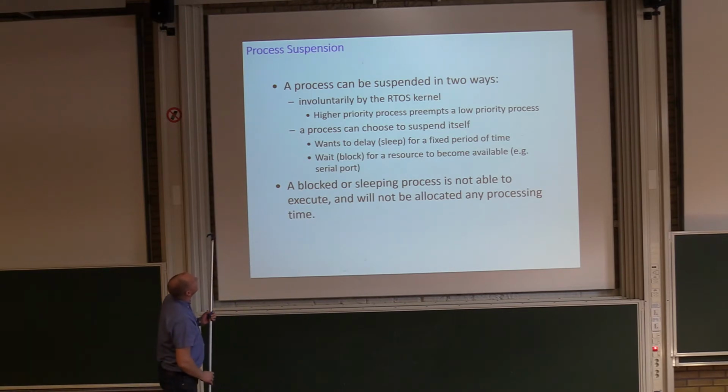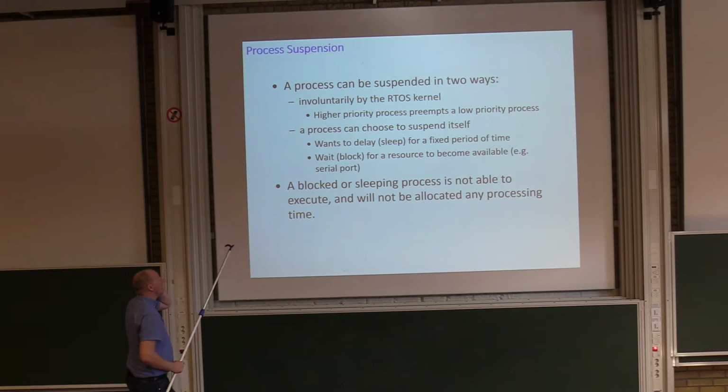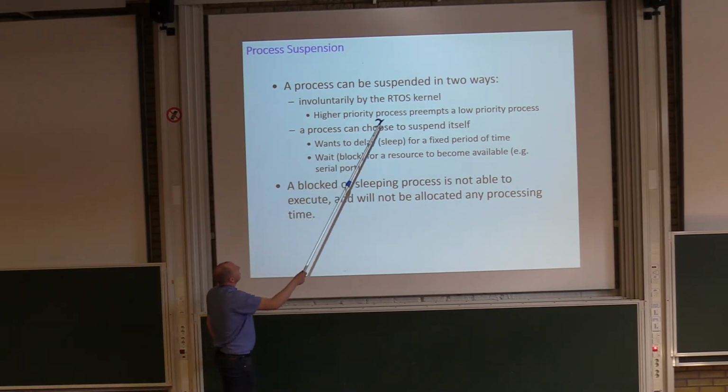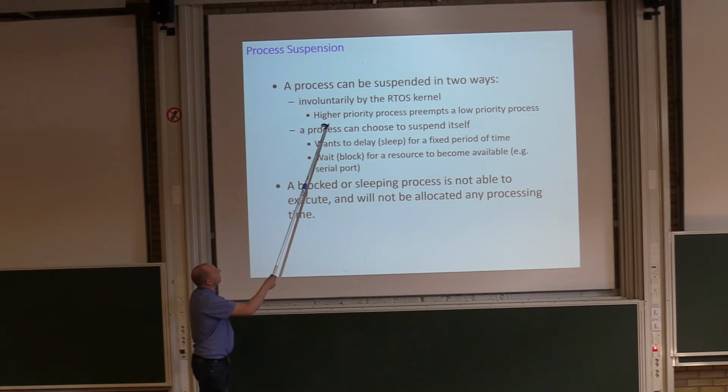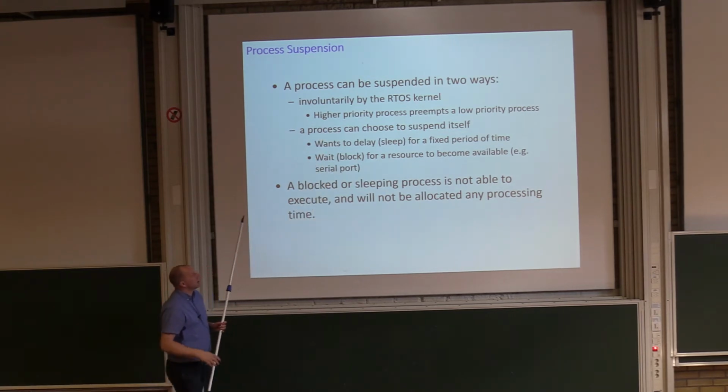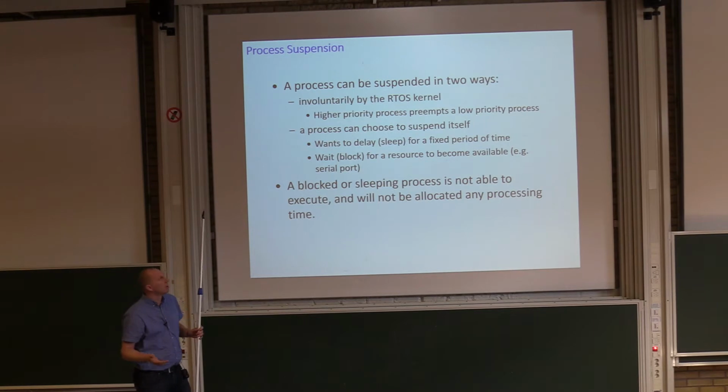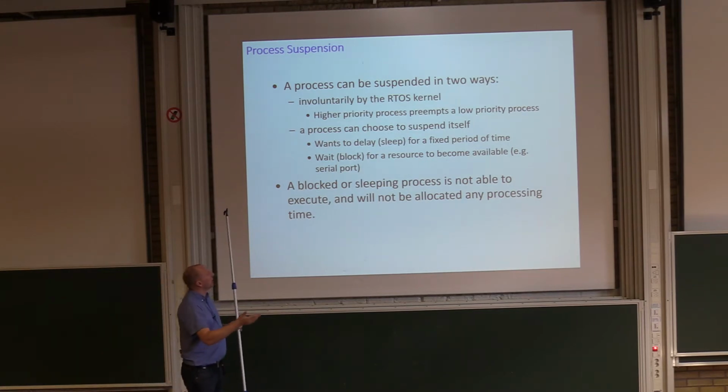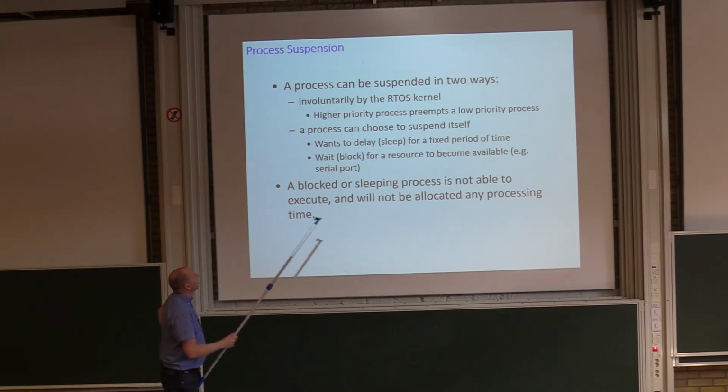So we talked about this. A process can be suspended in two ways: involuntarily by the real-time operating system kernel, because a higher priority process is ready to execute and has higher priority than the currently running process, or it can choose to suspend itself.